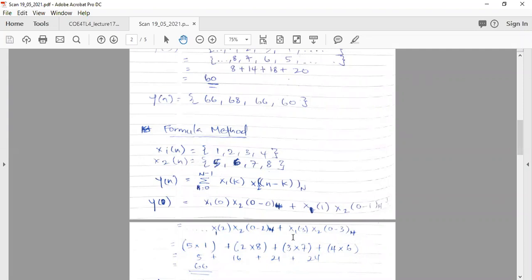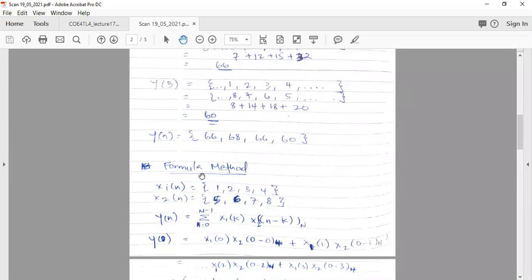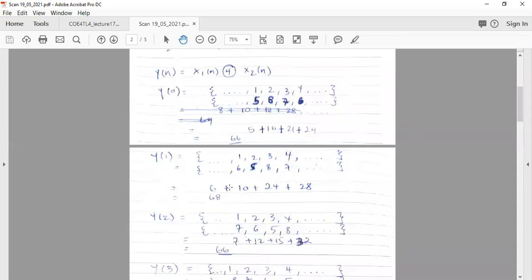You do the same for the next two terms. You get 3 times 7 plus 4 times 6. You can see that I'm getting again 5, 16, 21, and 24. The sum of that is going to give me 66. If you compare this to the initial graph method, you can see that the calculation is the same with the graph method as well. The definition method is giving me the same summation and same value for y of 0.